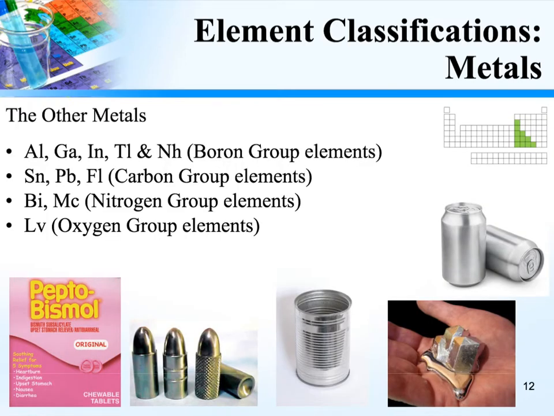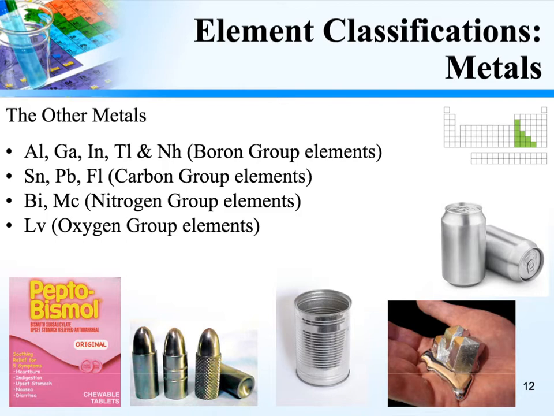So the rest of the metals are scattered around in several of the other groups, as listed on the slide. The group's name is given by the first element in the group, as you discovered when completing the periodic table basics activity in class.